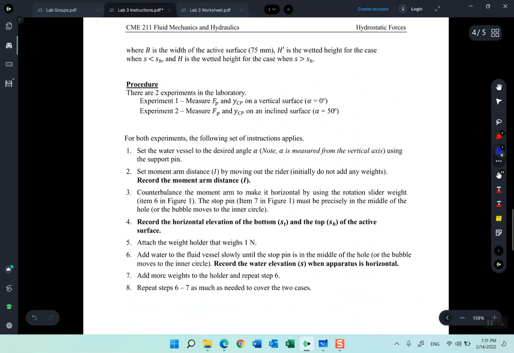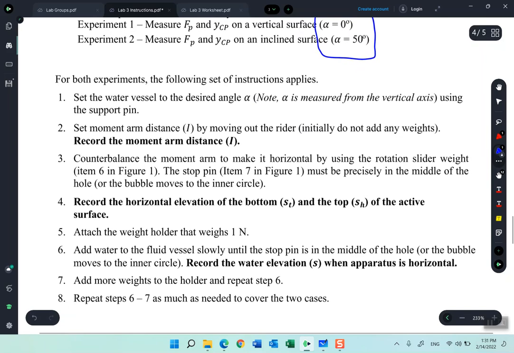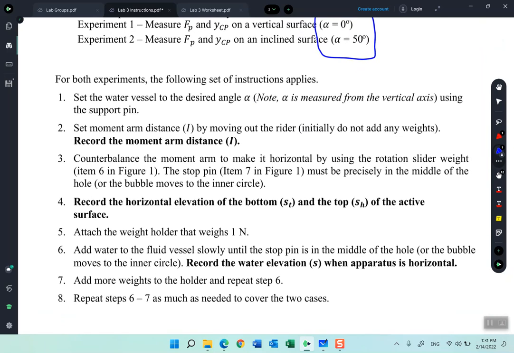We have wasted time on that, so let's go to the procedure. We are going to do the experiment twice, one for alpha equals 0, one for alpha equals 50. This alpha is the angle of the apparatus. As you can see, we can adjust the angle, so this won't be a hard task. To do the experiment, we will go through these steps. The first one, of course, is to set the angle. Then we will set the moment arm distance. We have this handle, and we can set the distance wherever we want. Of course, you will have to record this down.